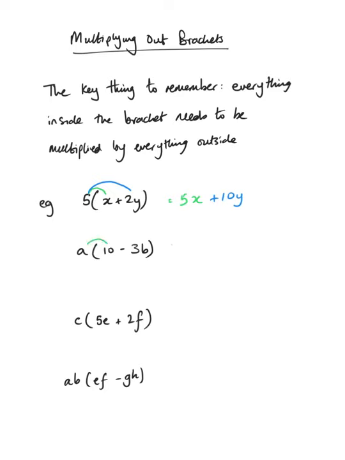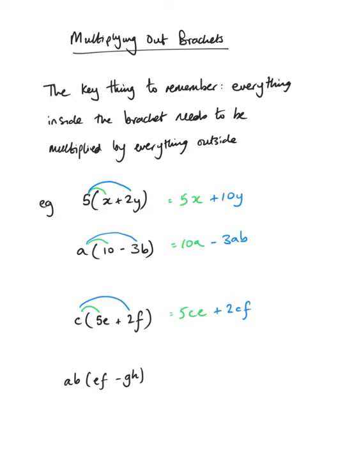Similarly, that's going to give me 10a. And when I multiply here, I'm going to get minus 3ab, because the a is multiplied by the 3, the minus 3, and by the b. So if I just have everything in terms of letters, it's the same idea. So c times 5e is 5ce, and c times 2f is 2cf. So you can see what I mean by multiplying everything outside by everything inside.